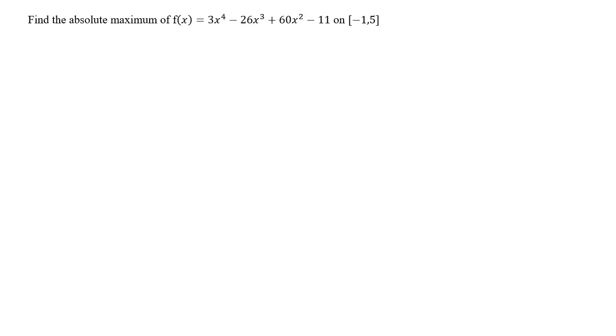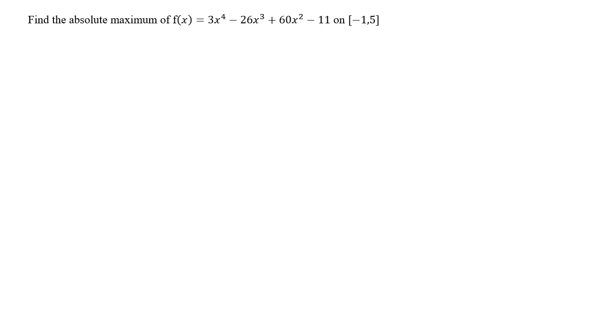So we want to find the absolute maximum of the function 3x to the power 4 minus 26x cubed plus 60x squared minus 11 on the interval from -1 to 5. So the procedure is always the same.